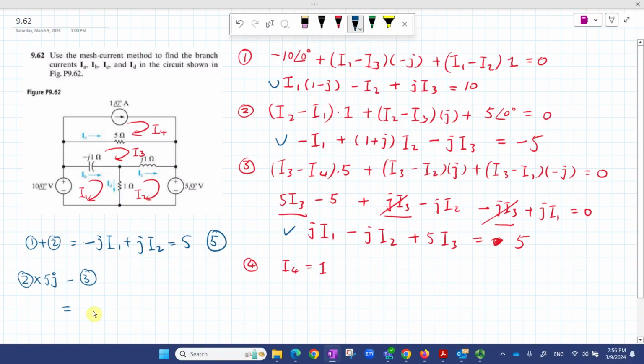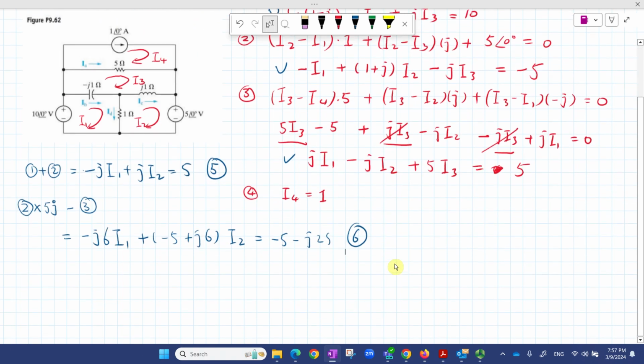Okay, so this one is going to give us, let me have a look what we got. So if you're not sure, you better do it step by step. Okay, this is negative 5j minus just j, so it's actually negative 6j. Okay, negative j6 i1. All right, going to do it one by one very carefully. This is for i2, and I will get negative 5 minus j25. Okay, that will be equation number 6.